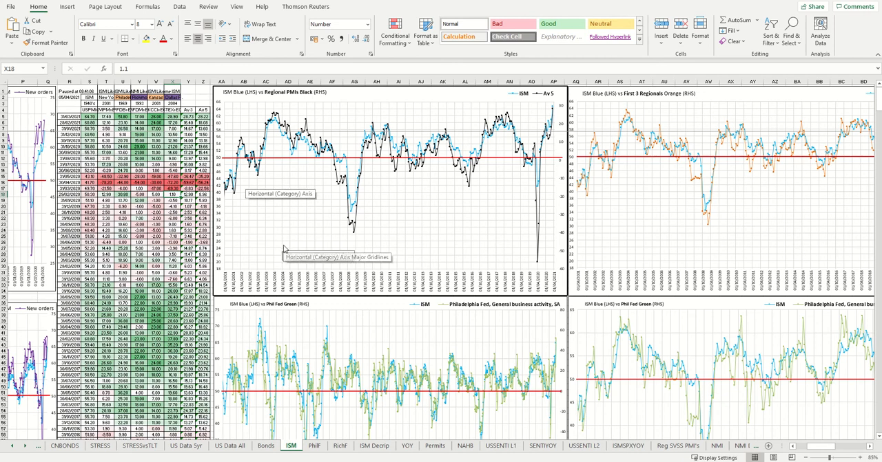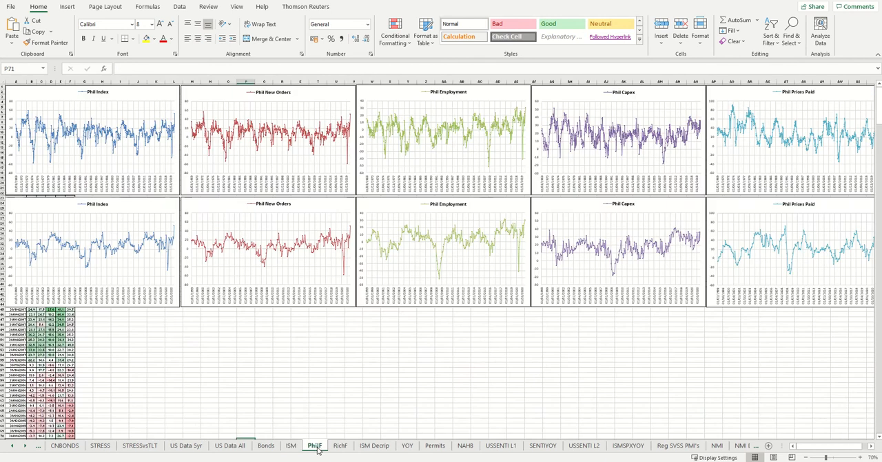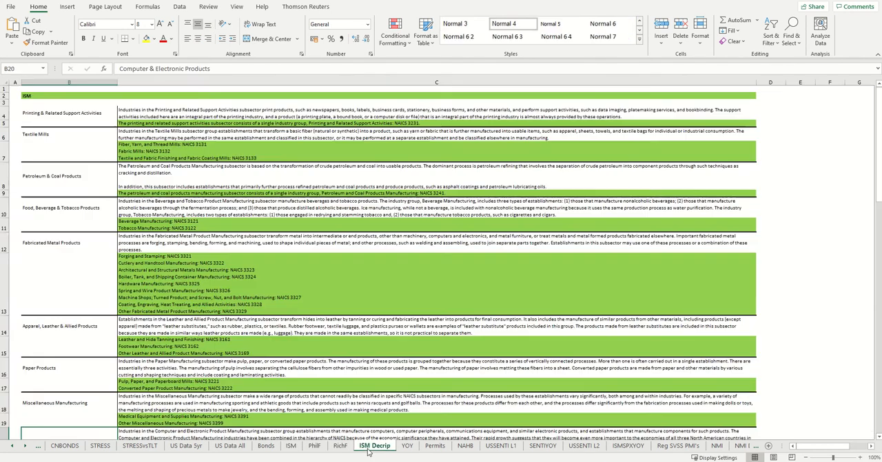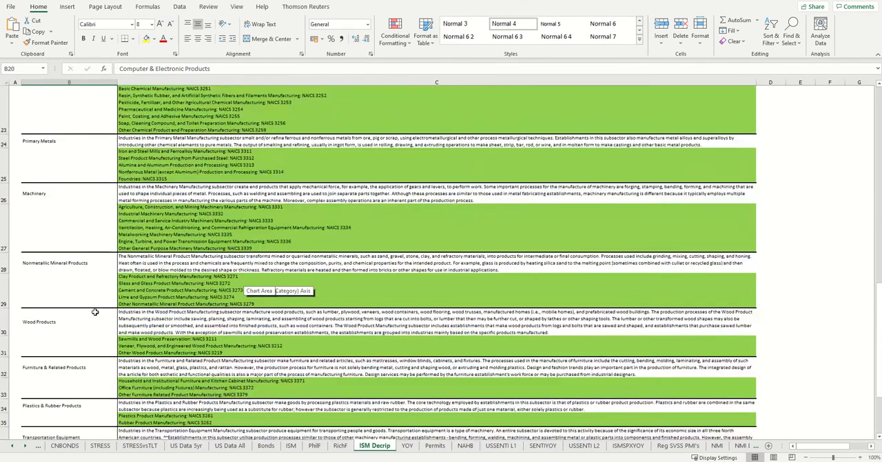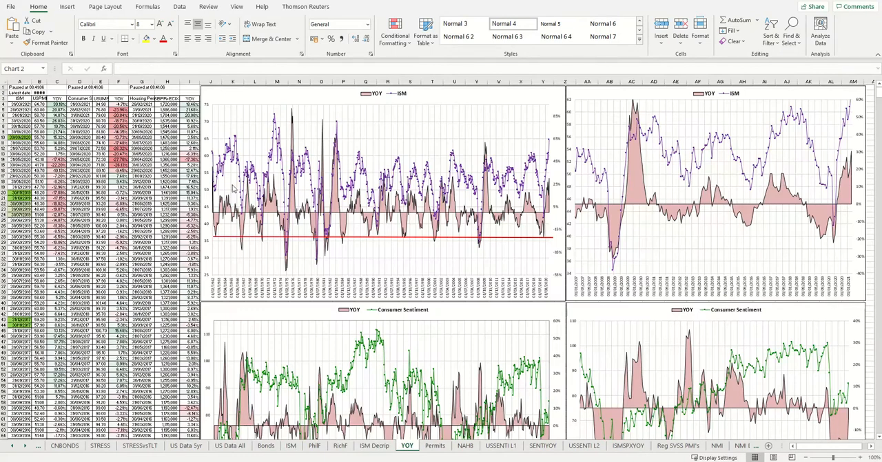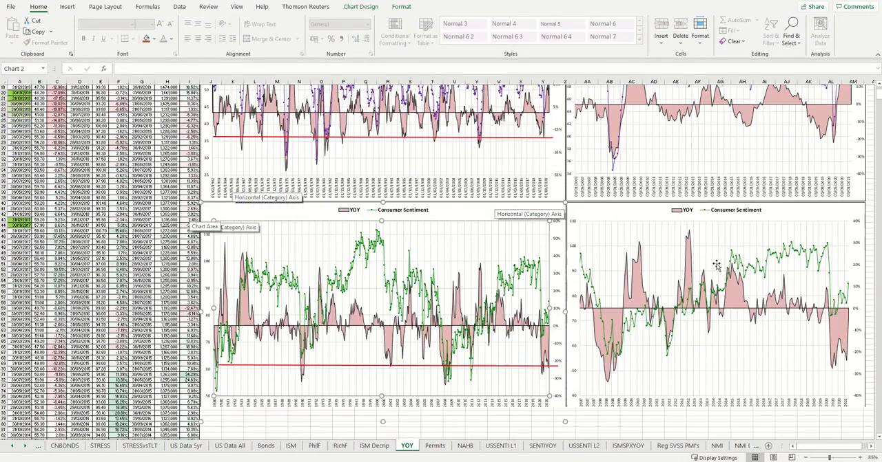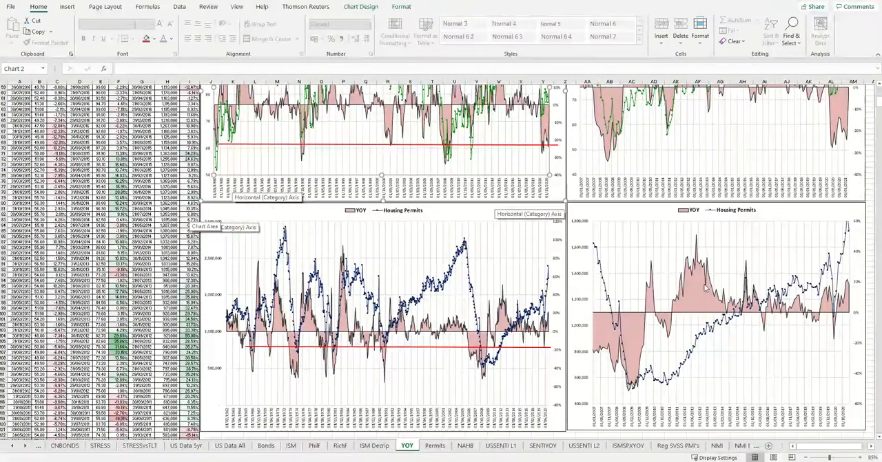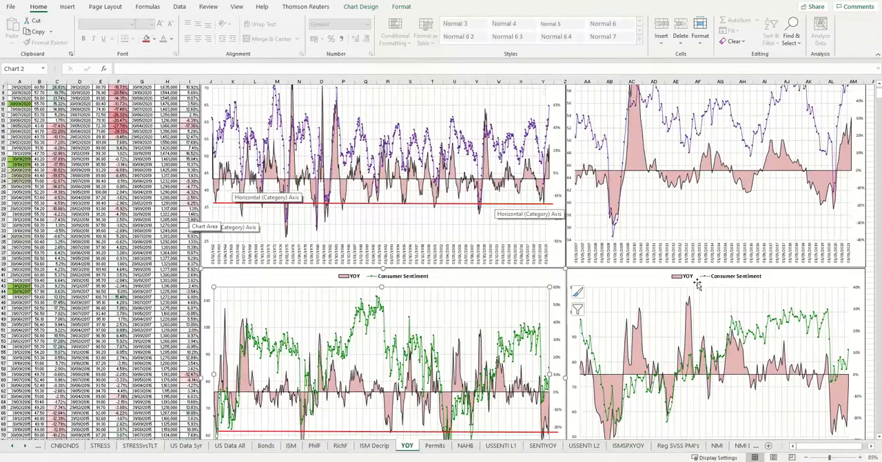So you can view that and get a lead on the ISM. You've got all different parts of the Philadelphia Fed, Richmond Fed, ISM descriptions here, so each part of the ISM and what industries they correlate to. Got year-over-year measures for ISM, consumer sentiment, housing, etc. Again, all there, so you can see.